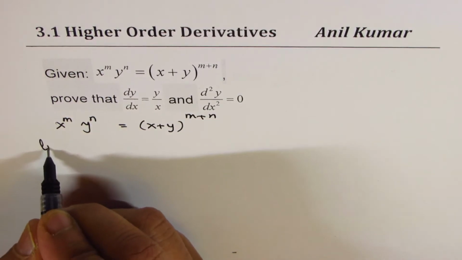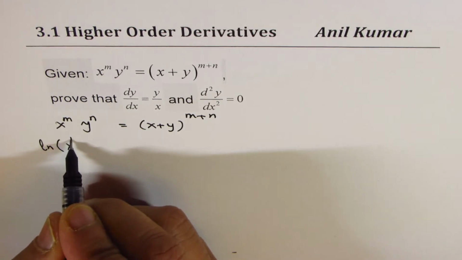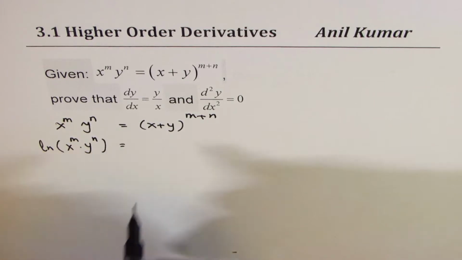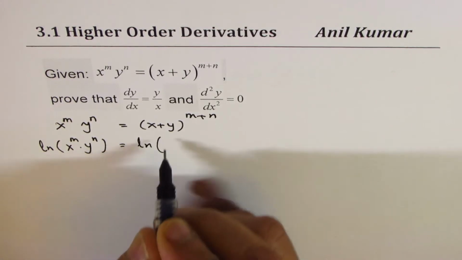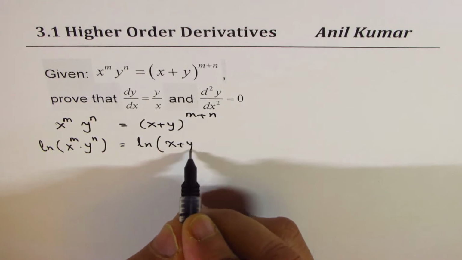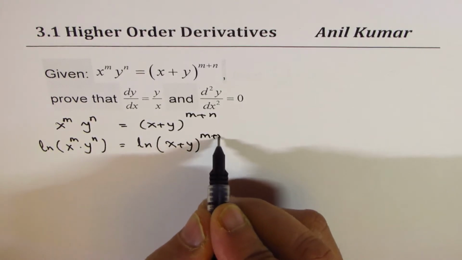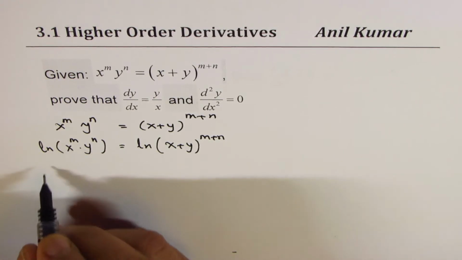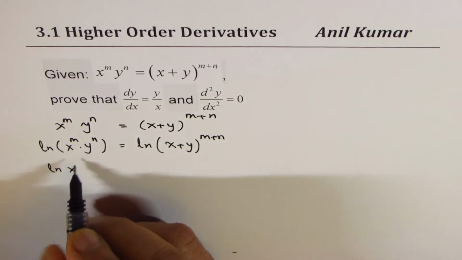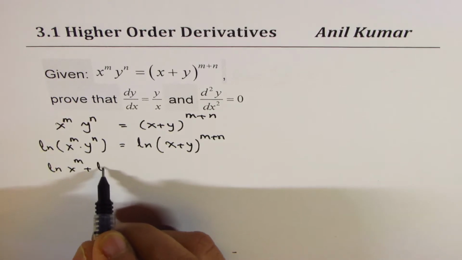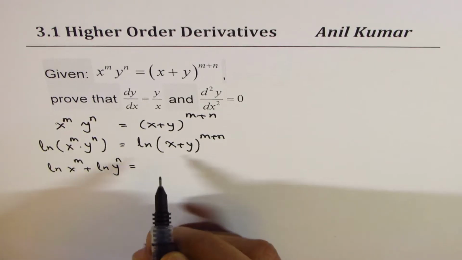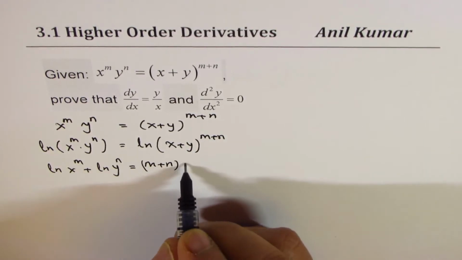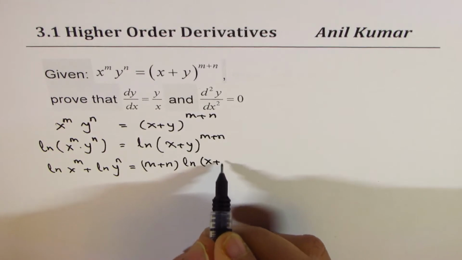Now if I take natural log on both sides, then we get natural log of the left side equals natural log of the right side, correct? So you can write this product as ln x to the power of m plus ln y to the power of n, which is equal to (m plus n) times ln of (x plus y), correct?